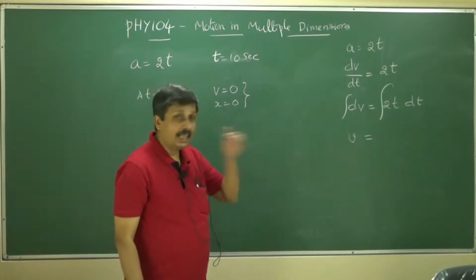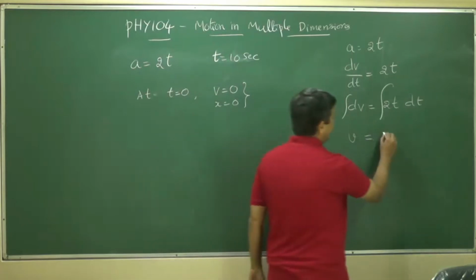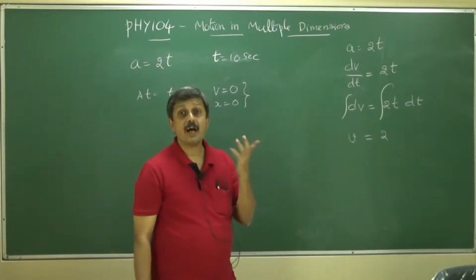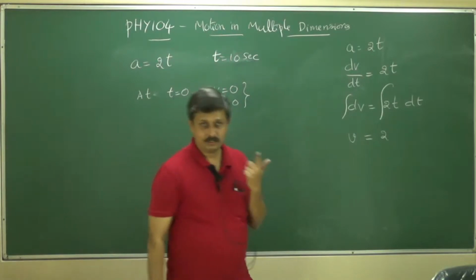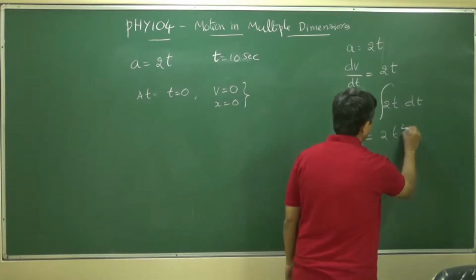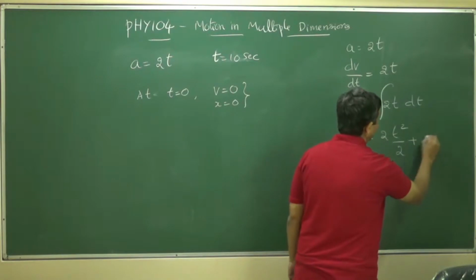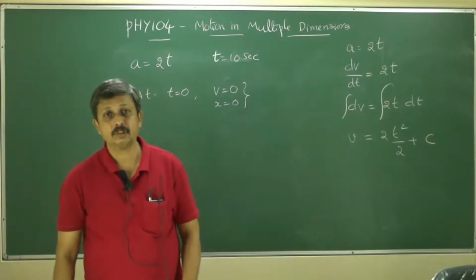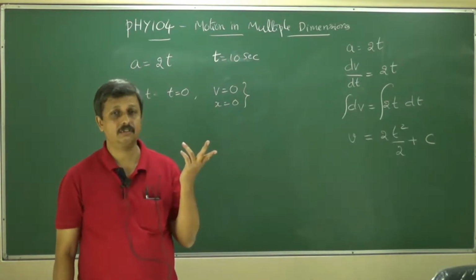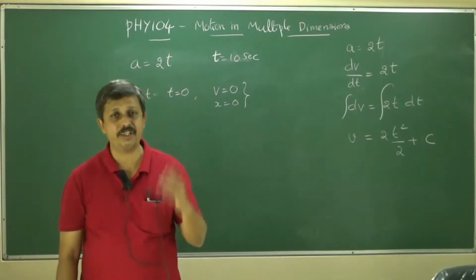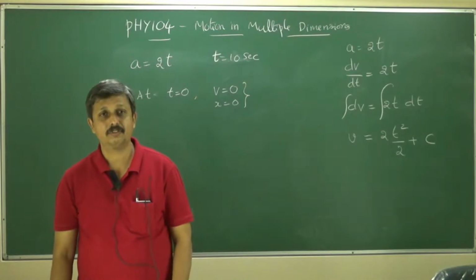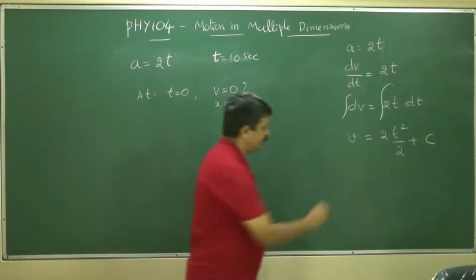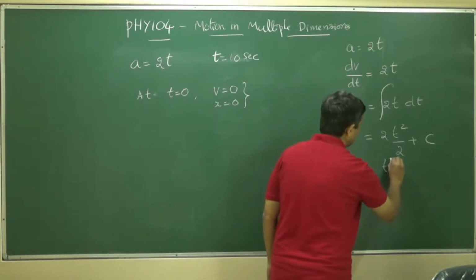So now on the other side, 2 is a constant that we can take out. Integral of t dt, we remember how to do the integration of that. That is given by t square by 2 plus c. The plus c cannot be forgotten. If you forget plus c, no integration is right. Now, this can be written as v is equal to t square plus c.